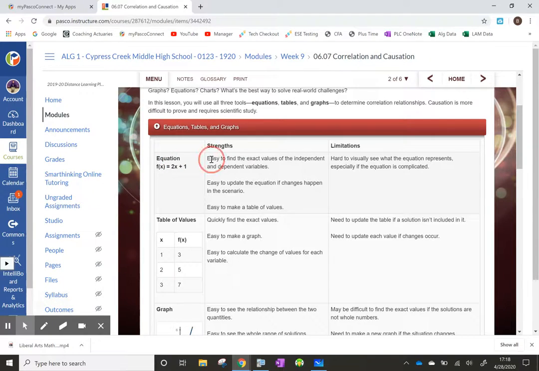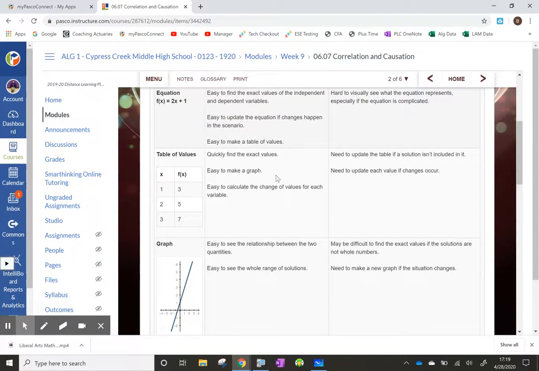The strength of an equation is that it's easy to find the exact values because you can just plug in numbers to the equation and get values out. It's easy to update if the equation needs to be changed, and it's easy to make a table of values. But the con is that it's hard to visually see. We can't just graph an equation in our head and know what it's going to look like on a graph. So it's hard to visualize what an equation would look like.